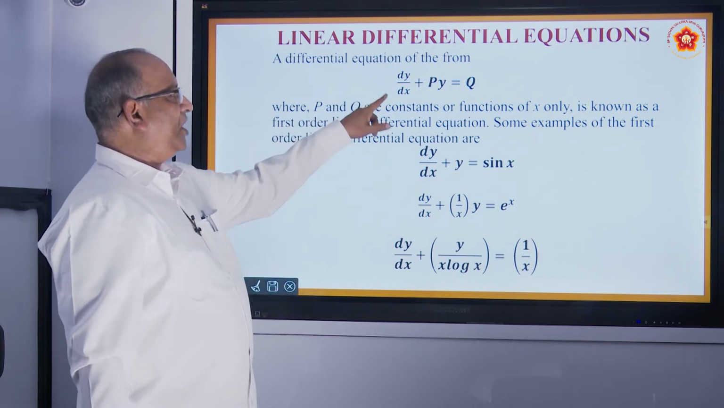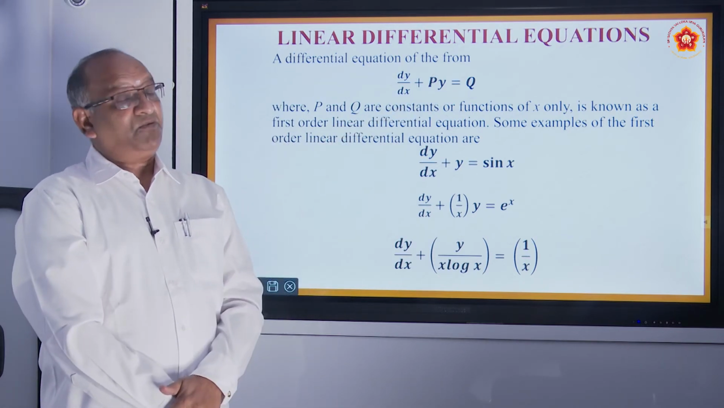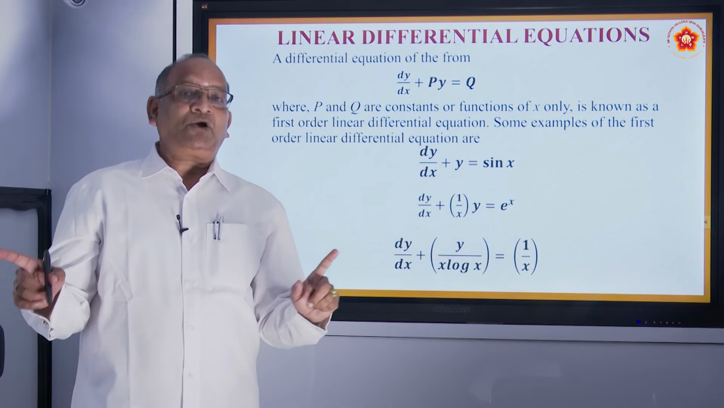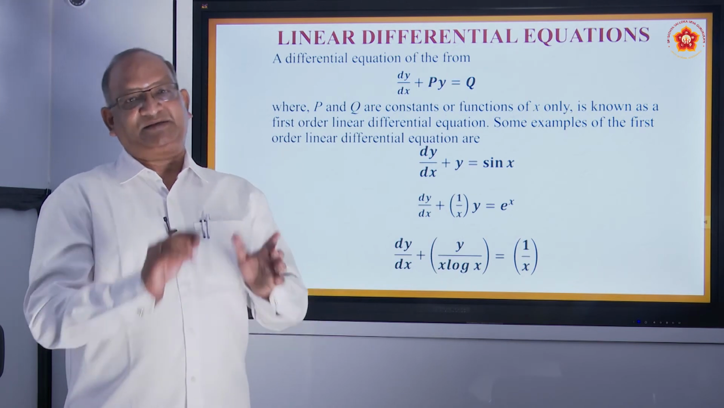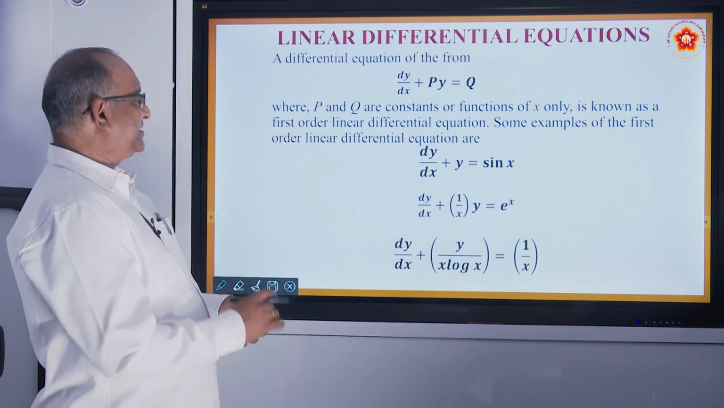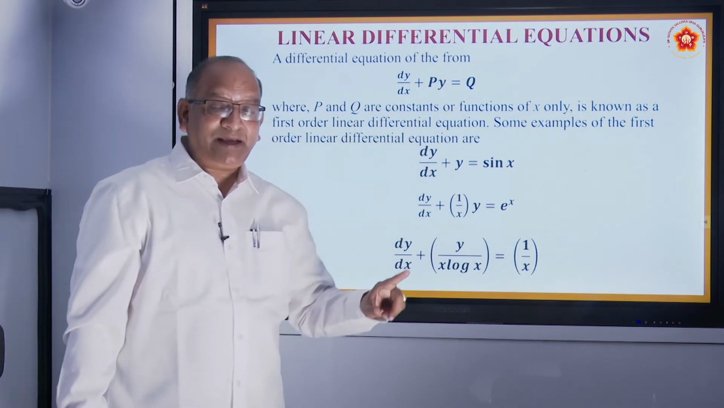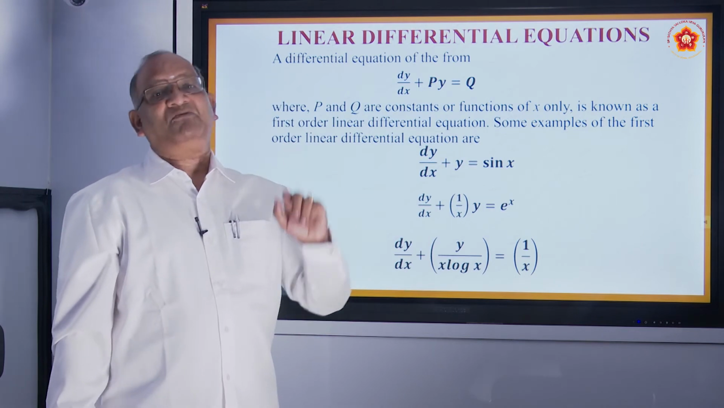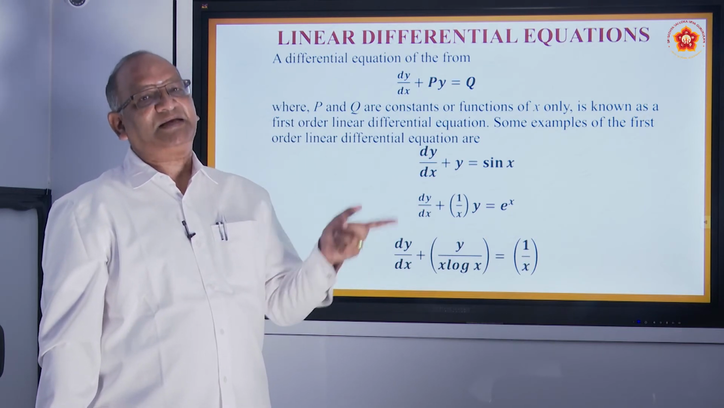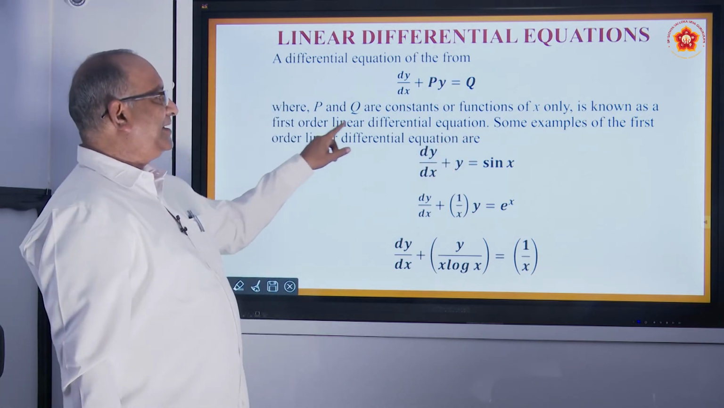A differential equation of the form dy by dx plus py equal to q is called a linear equation. But what is the condition? P and q, the terms which are being used, either they are constants or they are functions of x. Then the equation is called a linear differential equation. Read once again what is given, where p and q are constants or functions of x only. P and q should not be replaced by y or y square or y cube or anything. They should be replaced only by x or x square or terms related to x. This is known as a first order linear differential equation.